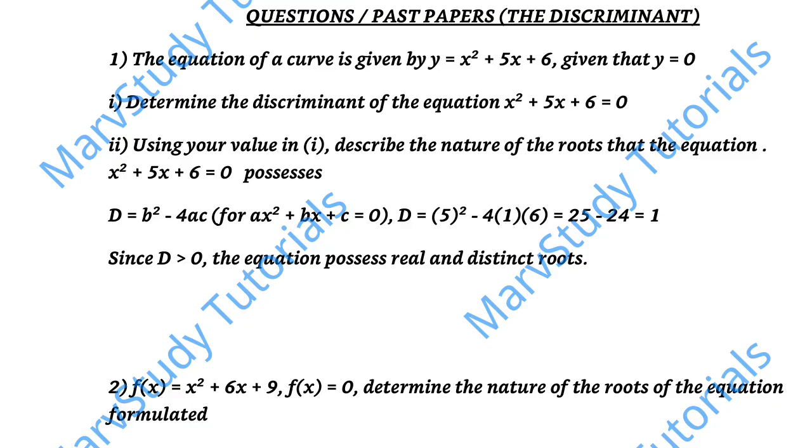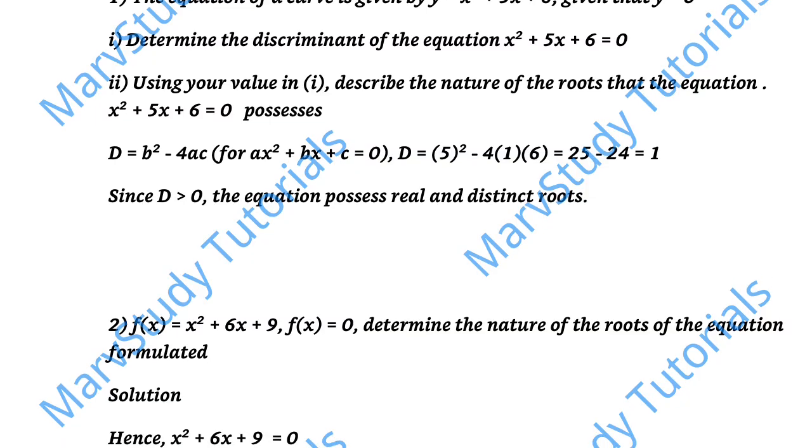f(x) is equal to 0. Determine the nature of the roots of the equation formulated. So if f(x) is equal to s squared plus 6s plus 9, and f(x) should still be equal to 0, then we could write that s squared plus 6s plus 9 is equal to 0.